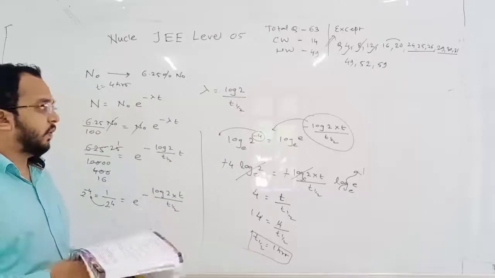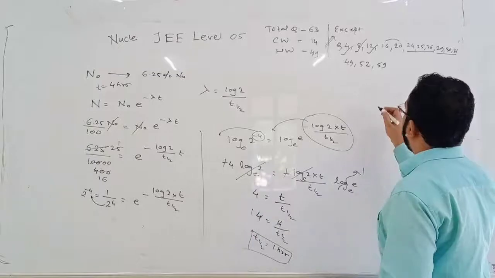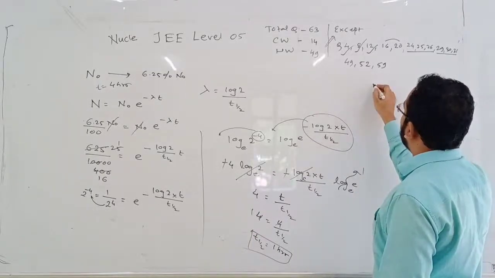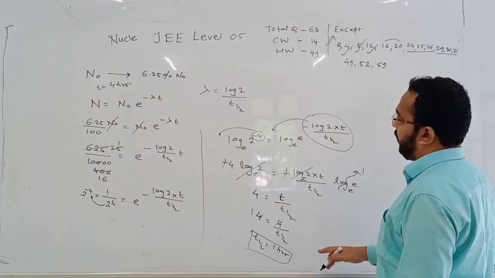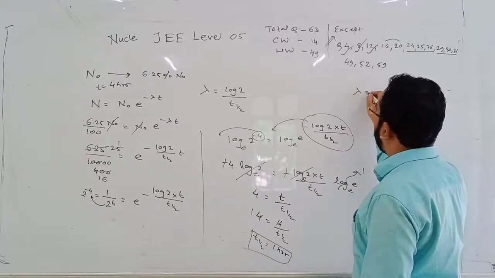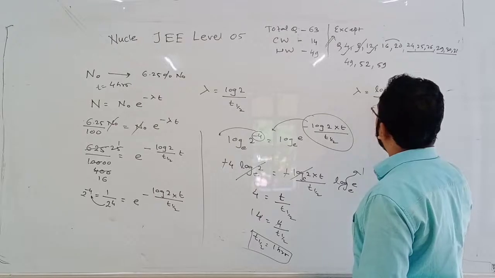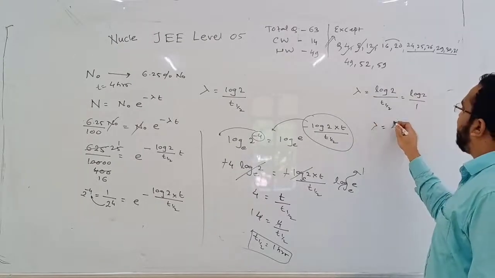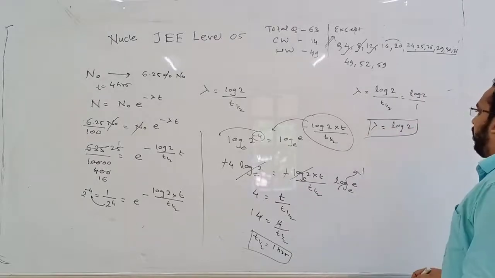The mean life. What is the mean life? Mean life we know. Now half life is how much? 1 hour. From here, what is lambda? Lambda, first find out lambda. Lambda is equal to log 2 upon t half is equal to log 2 upon 1 hour. That means lambda is equal to log 2.